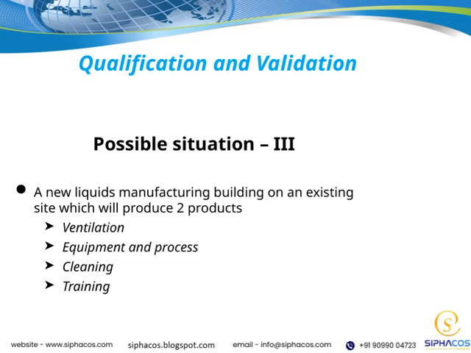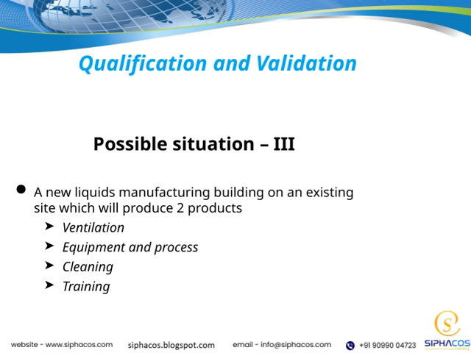Now, let's consider a possible scenario: a new liquids manufacturing building being set up on an existing site, which will produce 2 different products. This situation involves several key aspects that we need to address thoroughly. First, ventilation is crucial. Proper airflow helps control contaminants, maintain product quality, and ensure a safe working environment. It's important to design systems that are efficient and compliant with regulations.